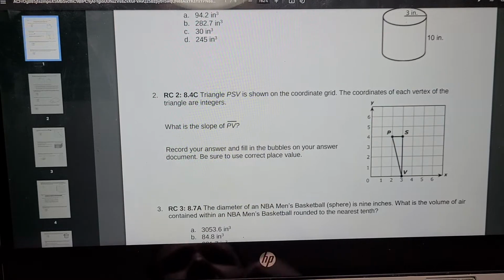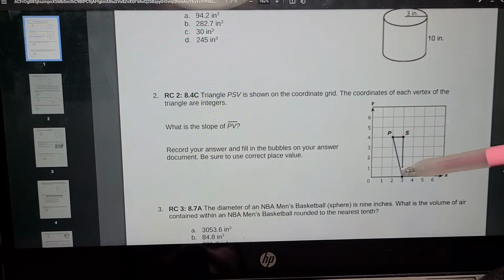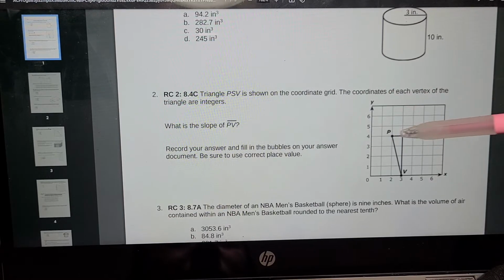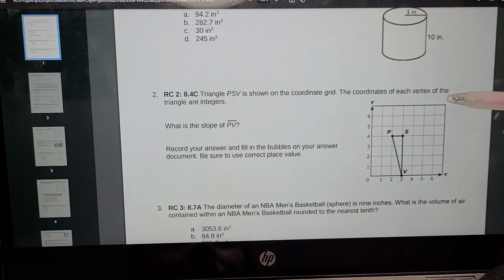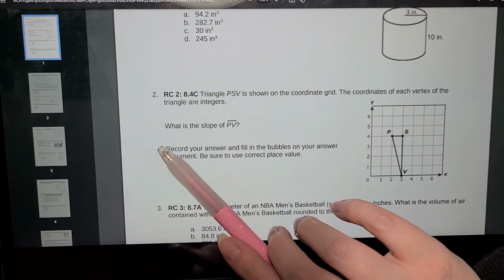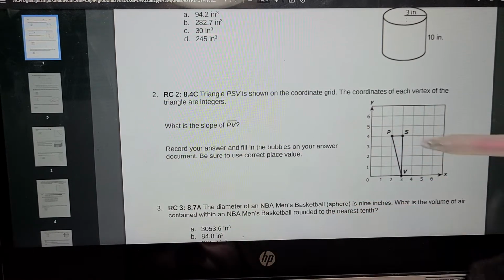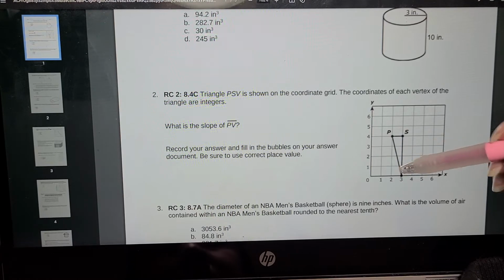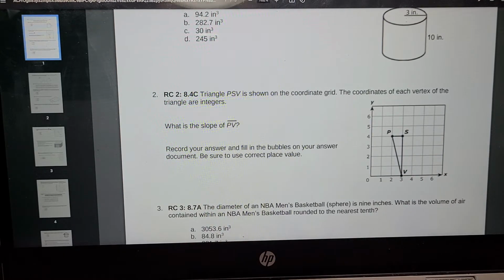Right, your question for number 2 said triangle PSV is shown on the coordinate grid. The coordinates of each vertex, that's just the corners where the points are, of the triangle are integers. What is the slope of line segment PV? So from P to V, what is the slope of this line? Record your answer on your answer document.